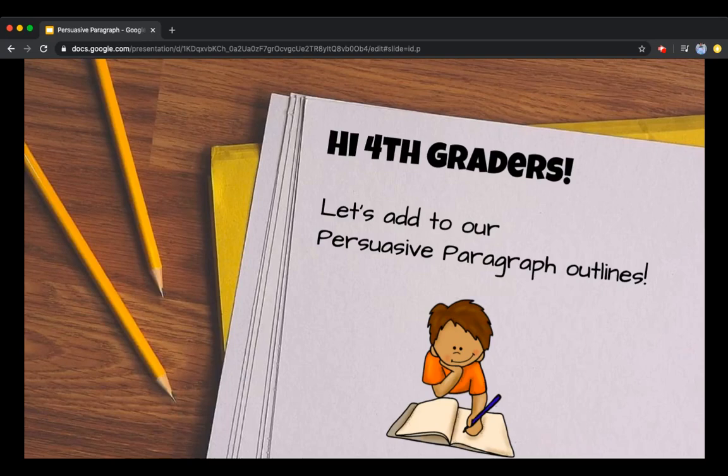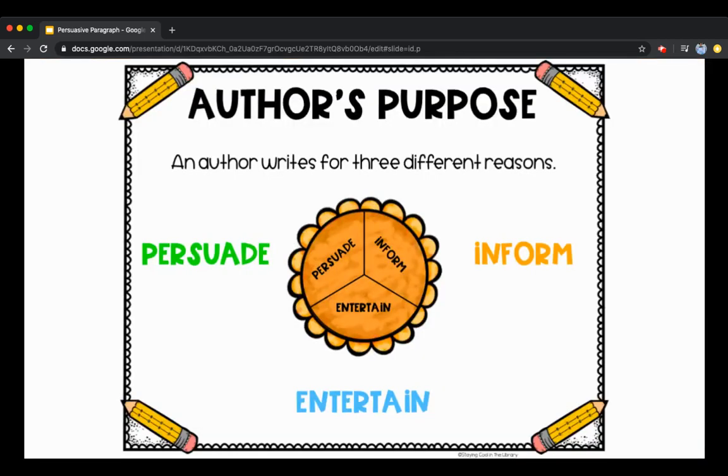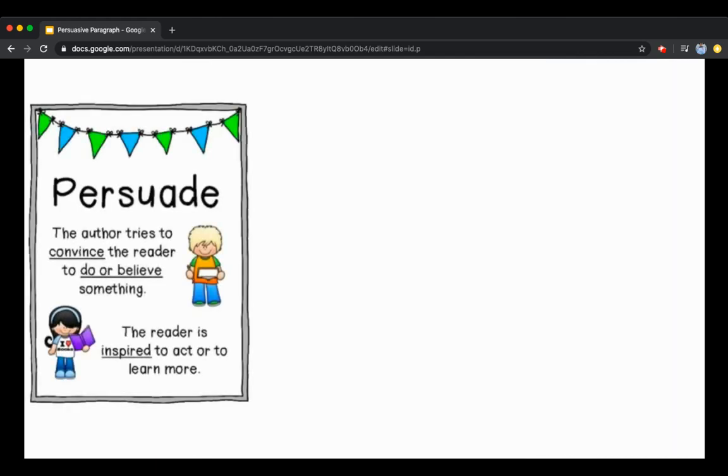Hey, fourth grade. Today we are going to add to our persuasive paragraph outlines before we start our first draft. Remind yourselves about author's purpose. An author writes for three different reasons: to persuade, to inform, and to entertain. We can remember this through the acronym PIE. This week we are going to persuade.